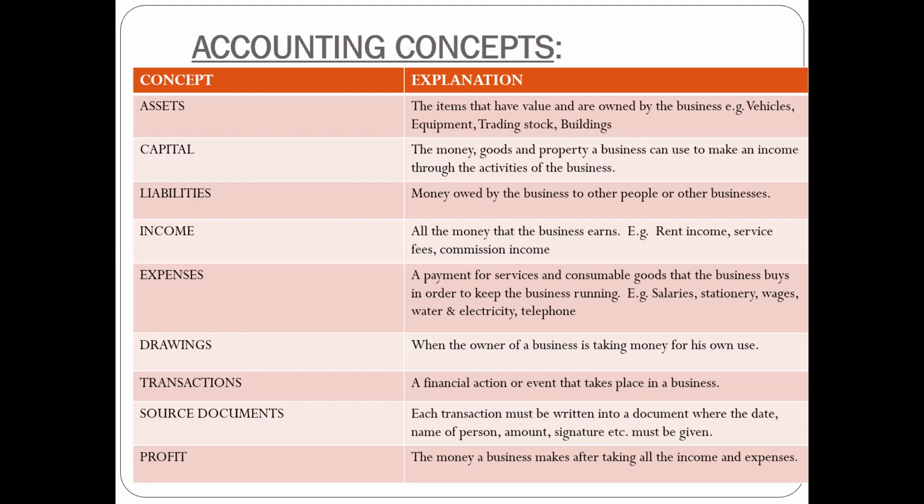Then liabilities. Liabilities is money owed by the business to other people. Okay, I can see these people struggling to hear. Everything is quite correct on my side. Are there more people that are having a problem there that cannot hear properly? It doesn't look like that.